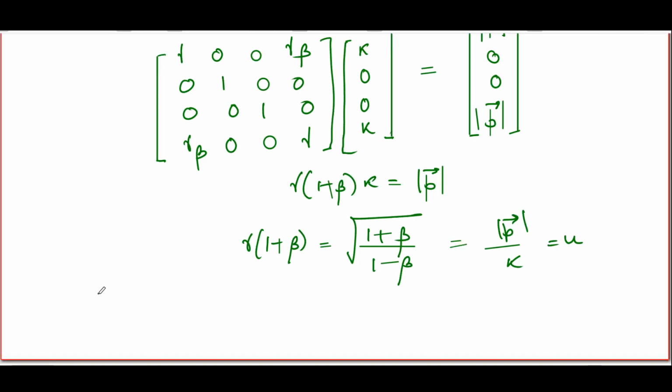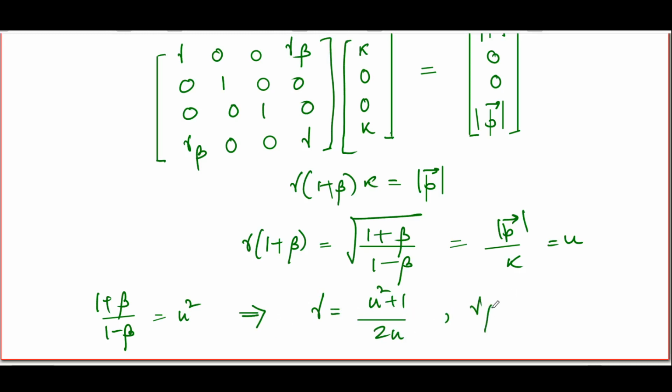So obviously (1 plus beta) by (1 minus beta) works out to be u squared, and from there it's very simple algebra to show that gamma turns out to be (u squared plus 1) by 2u, and gamma beta, the other non-trivial term in the matrix, turns out to be (u squared minus 1) by 2u.